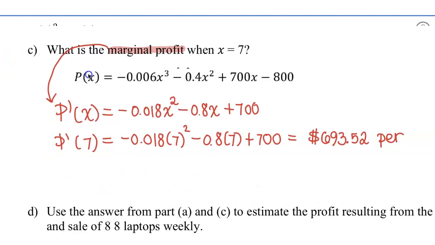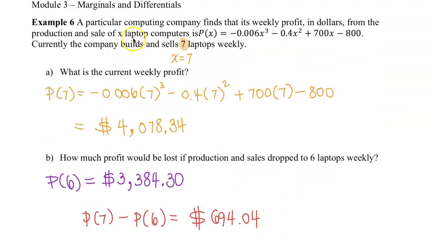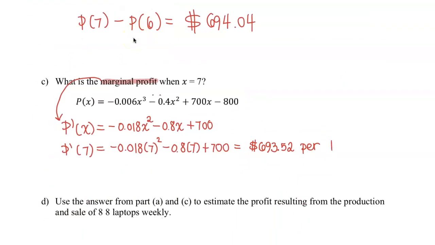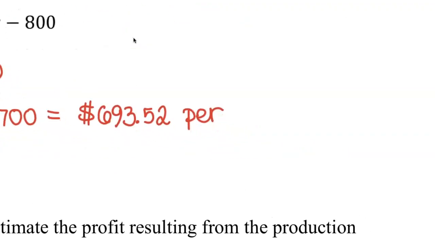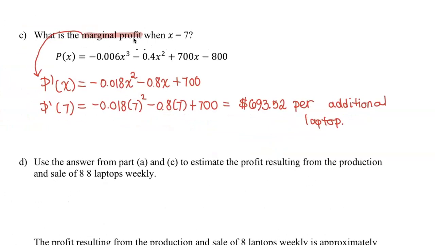What product are we talking about? What are they making? Car seats? Lawnmowers? No, laptops. I should be a little more careful and try to put the correct unit: per additional laptop. So what's happening is this. Say that they make one more laptop. Instead of 7 laptops, say that they make 8 laptops. Their profit will increase approximately by $693.52.